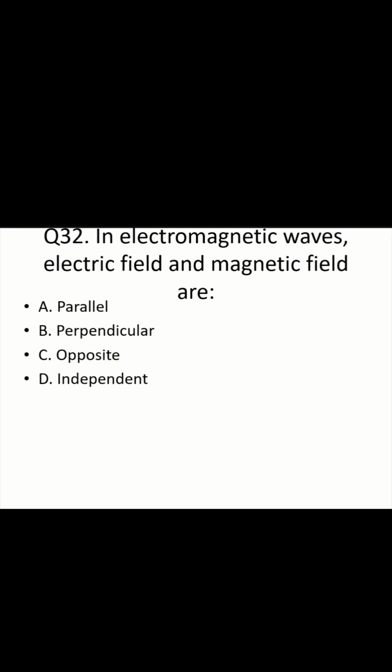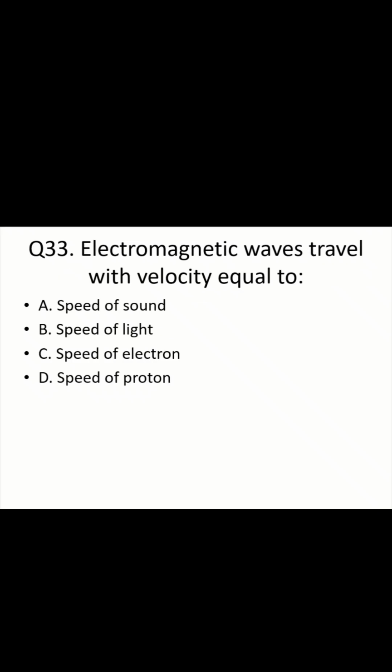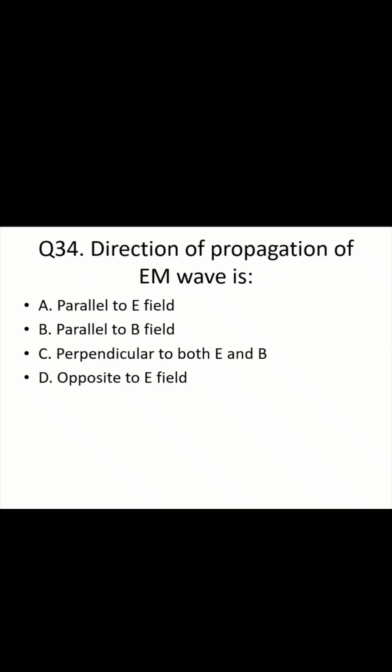In electromagnetic waves, electric fields and magnetic fields are parallel, perpendicular, opposite, or independent. Option number B is correct, that is perpendicular. So the 33rd question says, electromagnetic waves travel with velocity equal to speed of sound, speed of light, speed of electron, or speed of photon. So the correct option is option number B, that is speed of light.